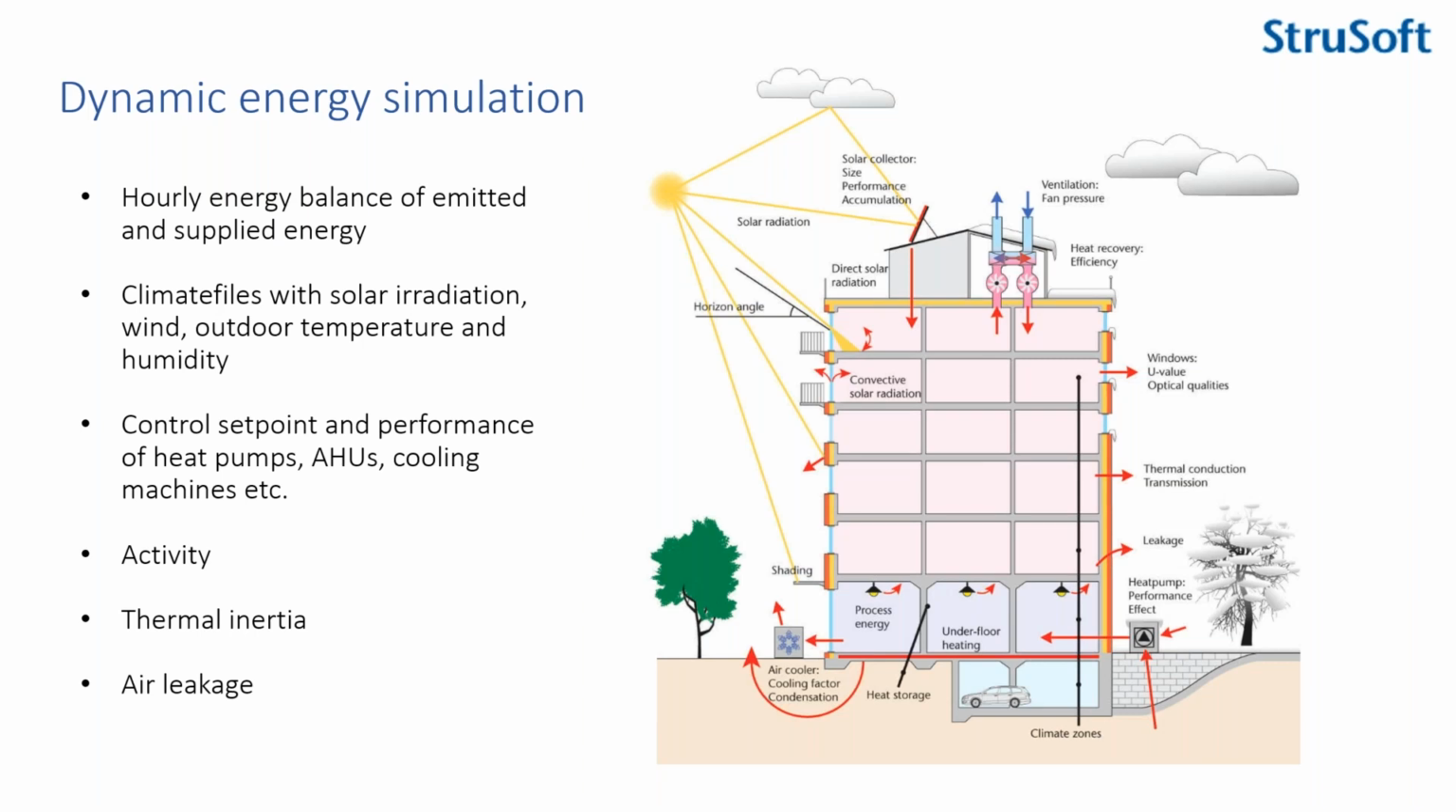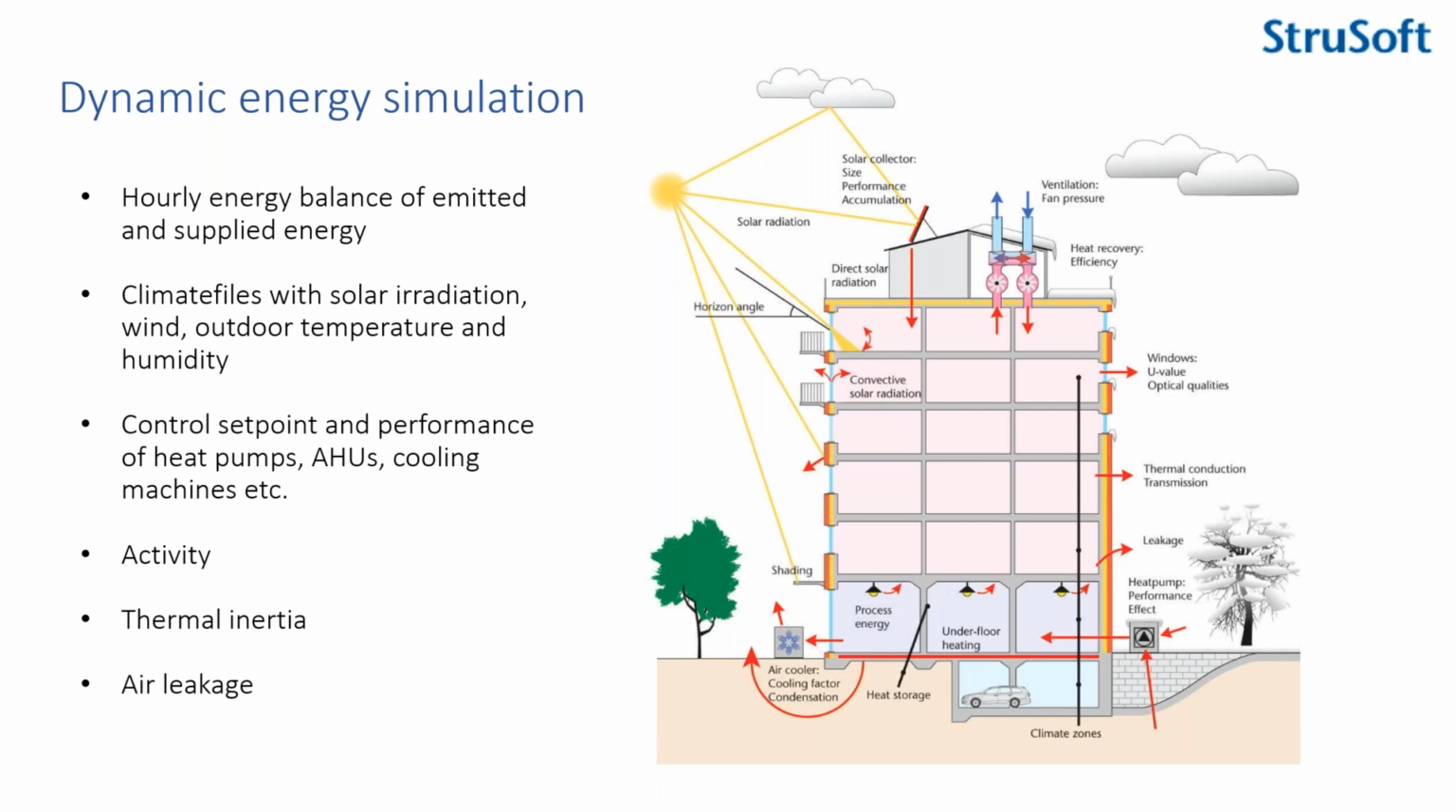When we have the model of the building, we also need to choose a climate file so that we get the solar irradiation, wind velocity, outdoor temperature, and humidity to get the full calculation. When we define the climate barrier, we can see how much energy is emitted from the building with the transmission.